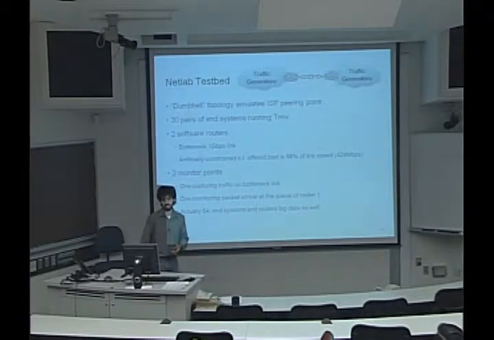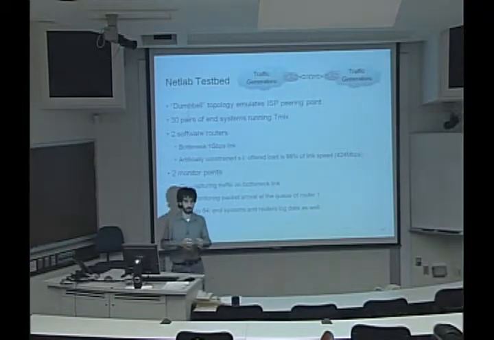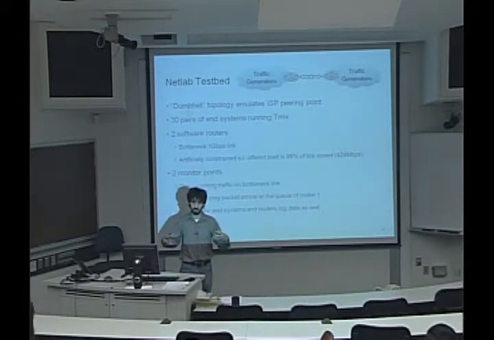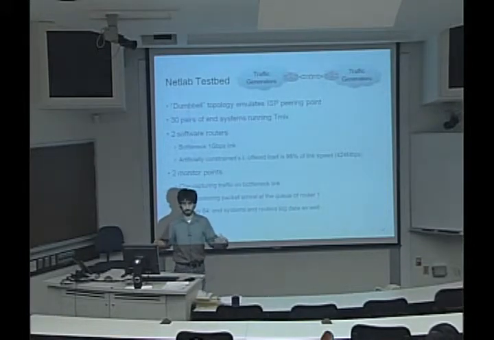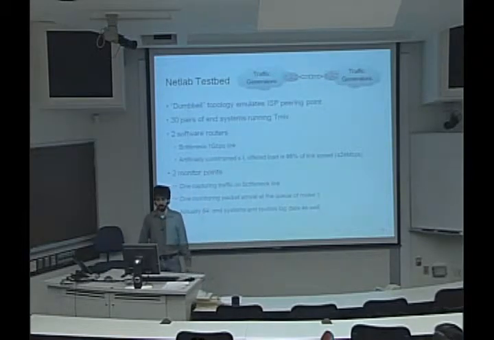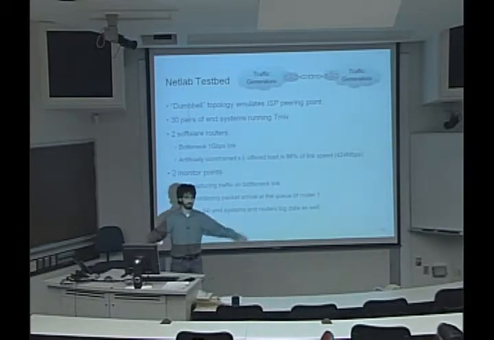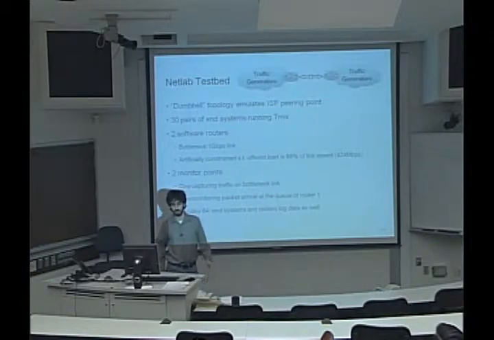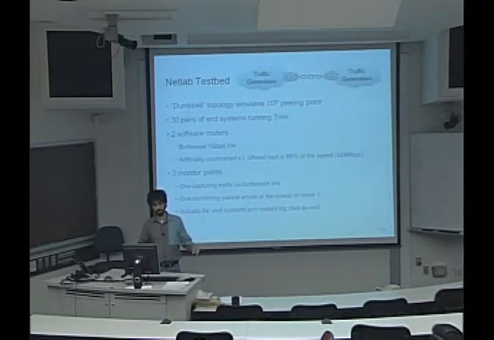To actually perform these experiments, I used the NetLab testbed here at UNC. It's set up as a network topology like a dumbbell that represents a peering point between two internet service providers, representing where two of these large networks connect to each other. Basically, we have 30 pairs of physical systems as end systems that are running the traffic generator Tmix, which are replaying this set of input connection vectors.